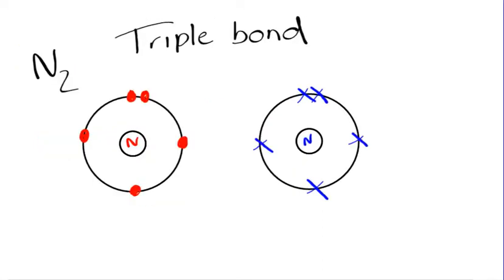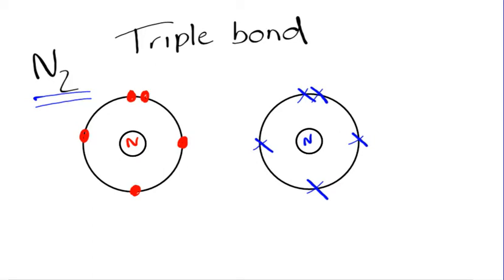Okay, so we now have an example of a triple bond. We're going to look at a nitrogen molecule. So 2 nitrogen atoms in a nitrogen molecule, as you can see up at the top. Nitrogen is in group 5, so it's got 5 electrons in its outer shell. So to be stable and get 8 electrons there, we need to share 3 of our electrons.